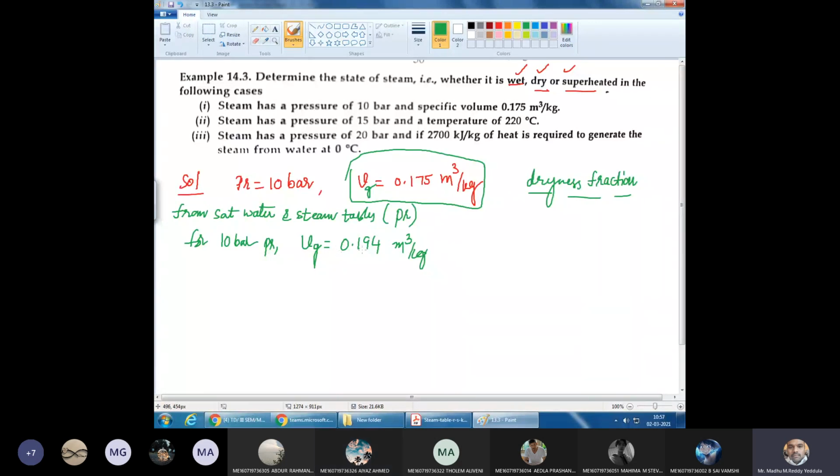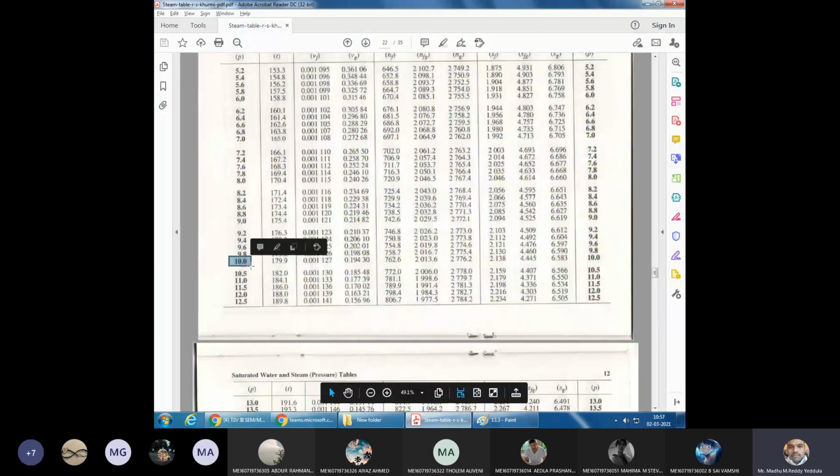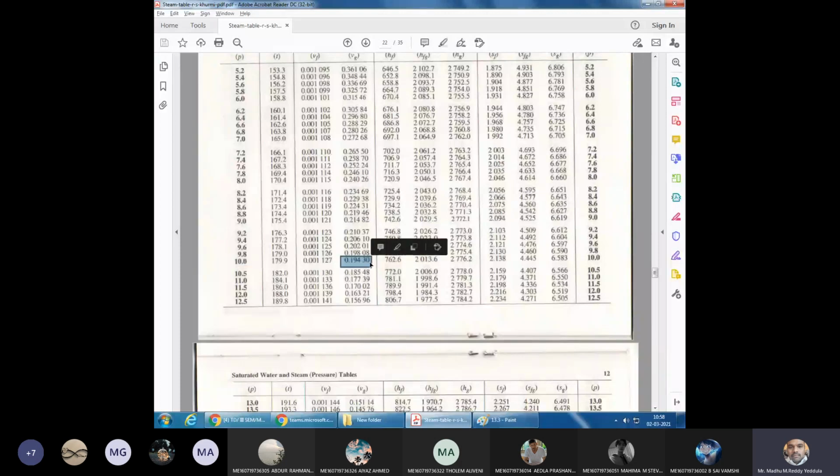Now you can see in the table, what is the saturation temperature corresponding to this 10 bar pressure? 179.9. Very good. So 179.9 degrees centigrade is the saturation temperature corresponding to the pressure 10 bar. As we know, when the pressure increases, the temperature also increases. Corresponding to this saturation condition, vg is 0.194. So if vg is equal to 0.194, what is the dryness fraction?